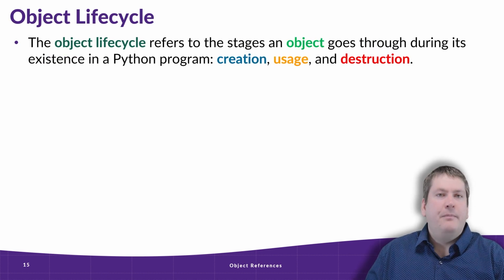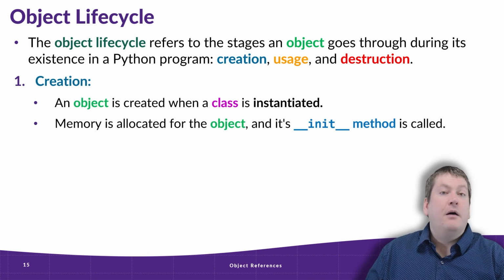The last thing we're going to talk about in this video is the object lifecycle. And this refers to the 3 distinct stages an object goes through in Python. Those are creation, usage, and destruction. In creation, an object is created. This happens when we make an instance of a class. Memory is allocated for the object, and then its init method is called. The init method sets up any instance attributes and anything else we need to set up that object.